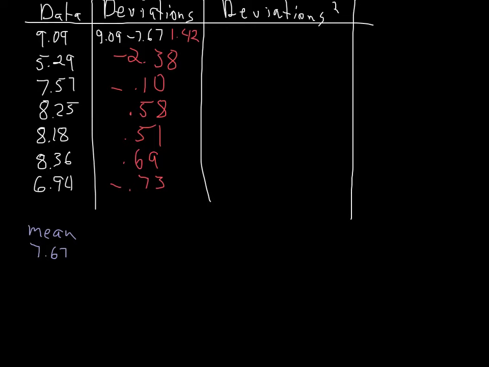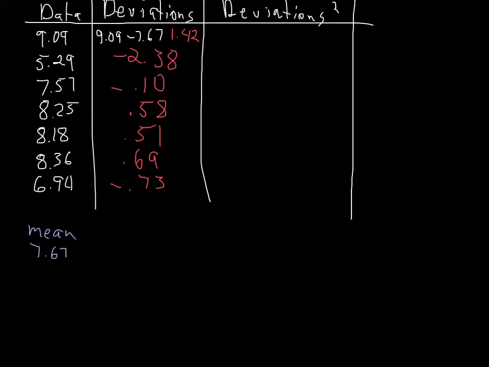So I went ahead and calculated all those and wrote those values in red, but just remember that we're doing the same thing on each of these. So I did 5.29 minus the 7.67. I did 7.57 minus the 7.67, all the way down. And you'll notice that some values will be negative, some will be positive.